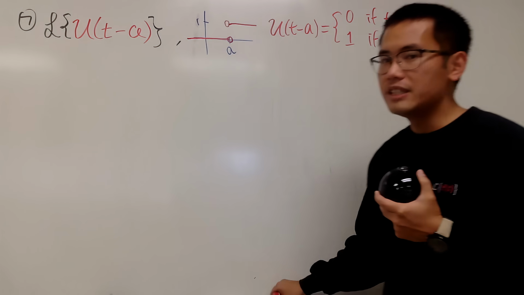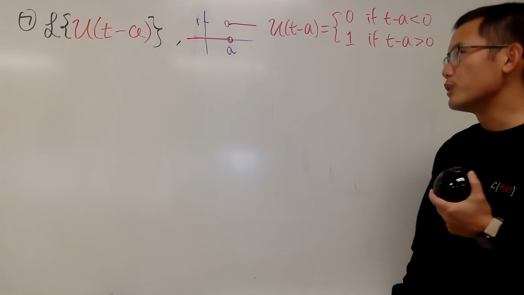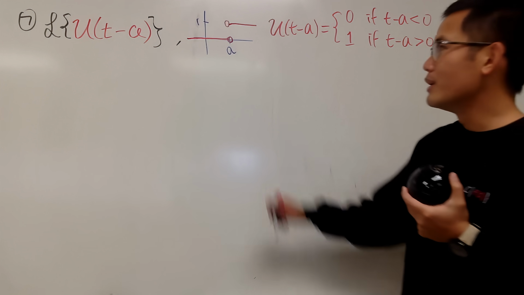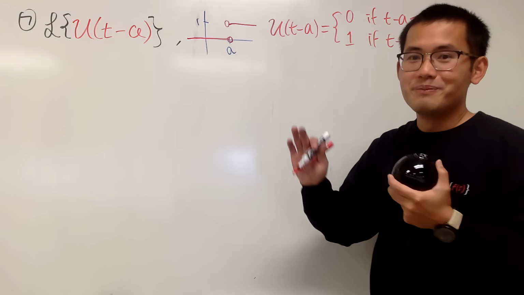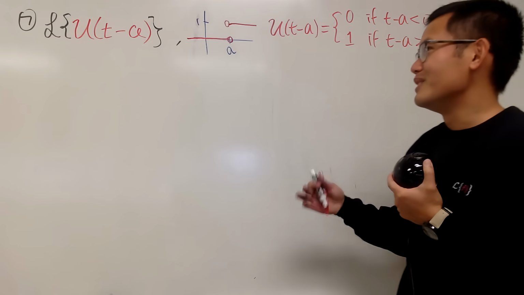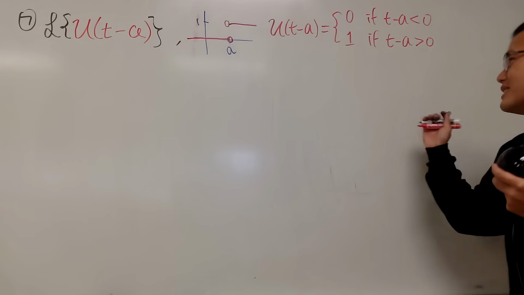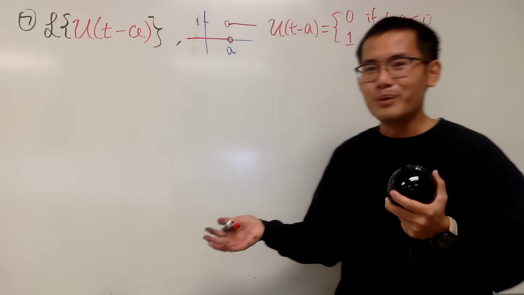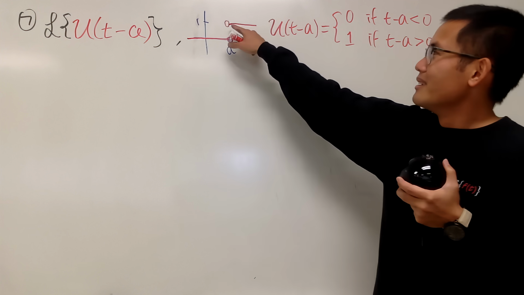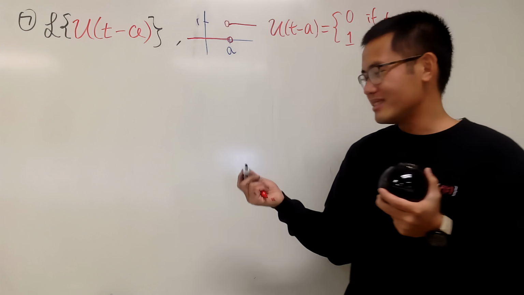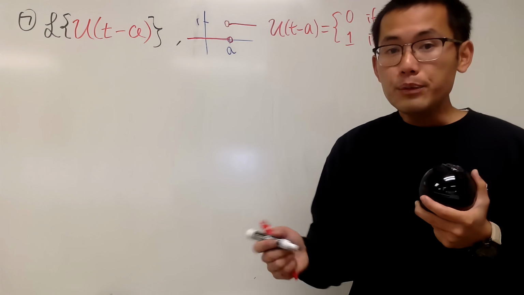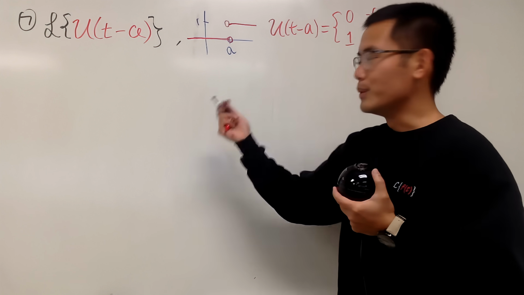If the inside is positive, then you get 1. If the inside is negative, you get 0. If the inside is 0, some books define it to be nothing, and some books define it to be 0 or 1. It doesn't really matter because we are doing integrals, so 1 point is not going to change anything. Anyway, how can we do this?